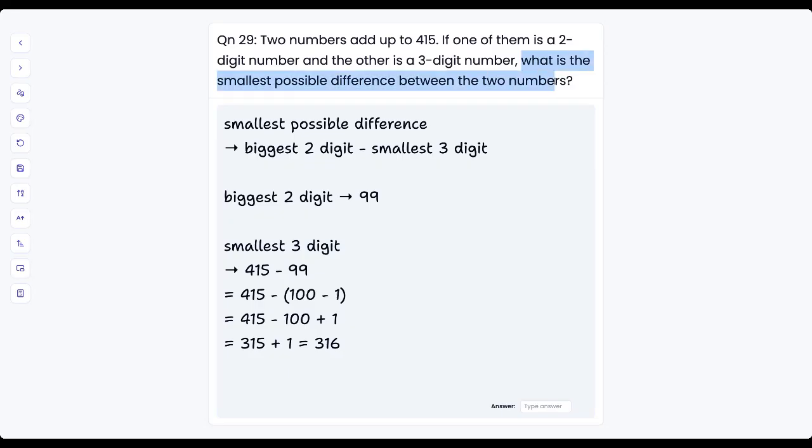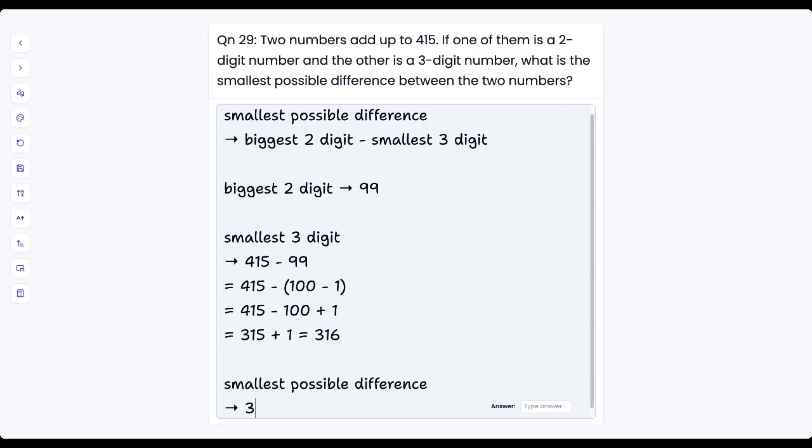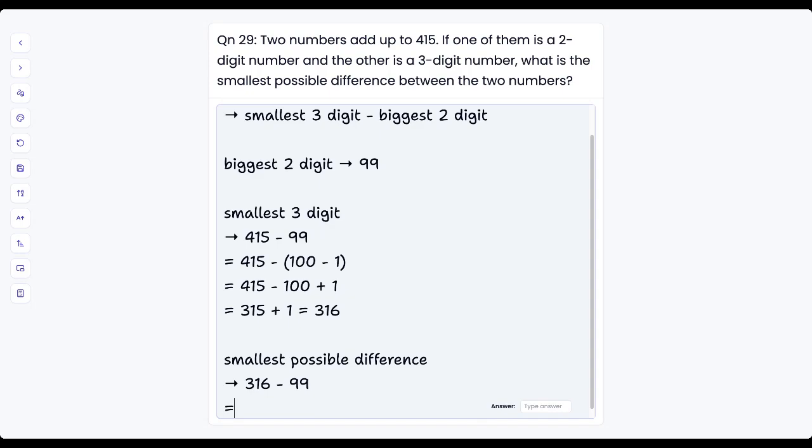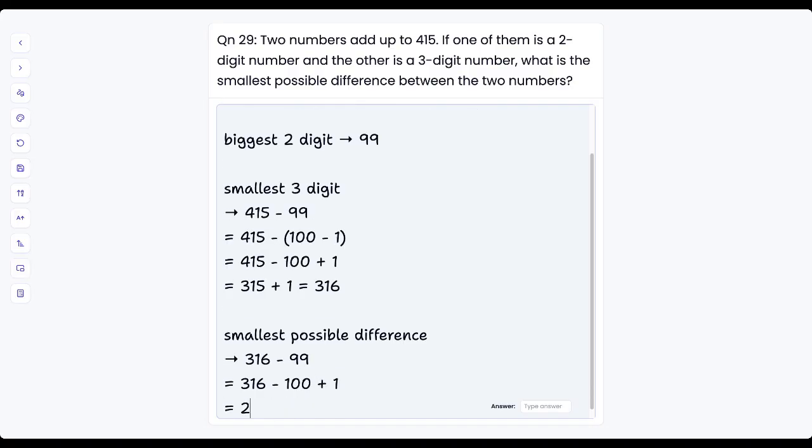So now, what is the smallest possible difference? We just minus again, right? So the smallest possible difference is equal to the smallest 3-digit minus the biggest 2-digit. That means 316 minus 99 again. Same thing, 316 minus 100 plus 1, which is equal to 216 plus 1, which is 217. There you go. So that's the answer. The smallest possible difference is 217. All right.